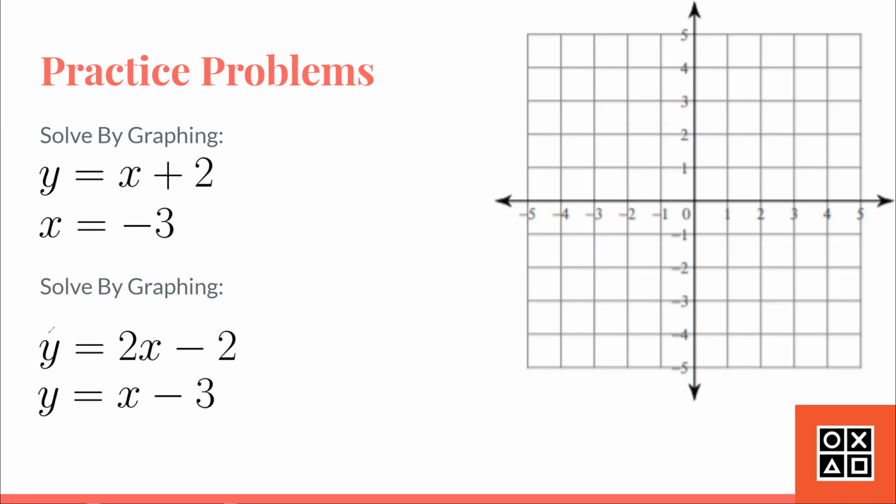Problem 2. y equals 2x minus 2 and y equals x minus 3. Let's plot this first line. The y-intercept is negative 2, and the slope is positive 2, so up 2 over 1, and then down 2, down 1. So your line should be something like this.